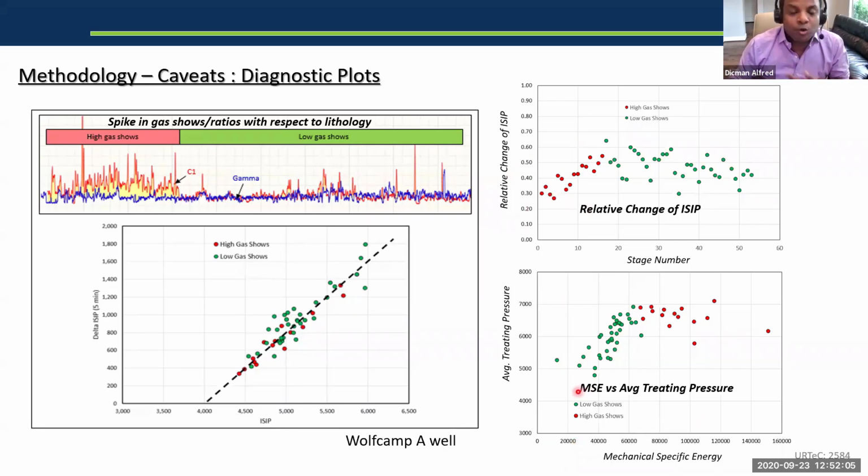And again, this curve, always do this. You take your average treating pressure and plot it against the average MSE for the stage, and you will see that as well. So both of these are diagnostic tools you should be using to find out what happened to the well in terms of fractures.